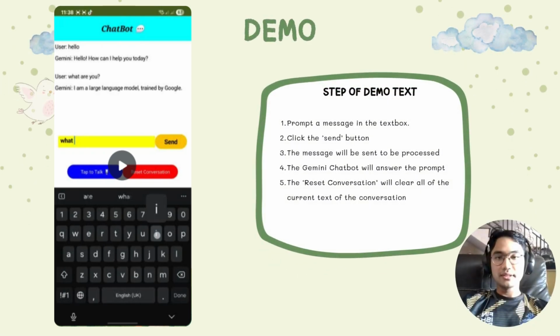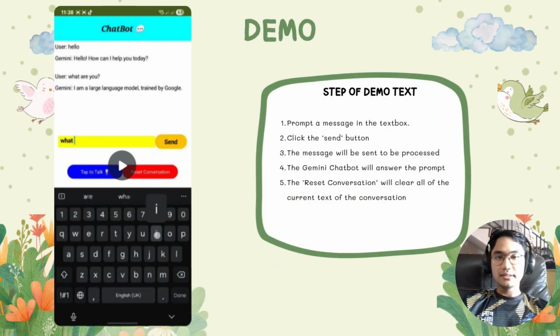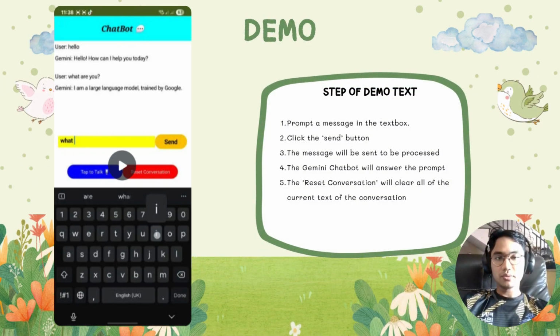Okay, next for the text input demo. First, enter your message in the text box provided. Click the send button. The message is sent to Gemini for processing. Gemini generates a response, which is then displayed and spoken. At any time, you can press the reset conversation button to clear all messages and start fresh.